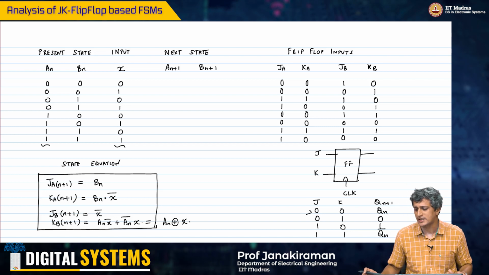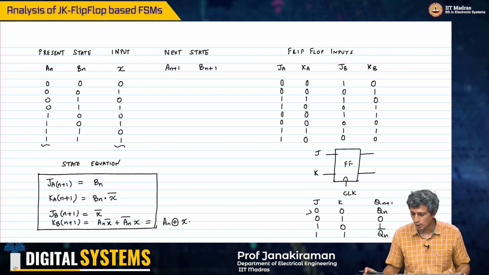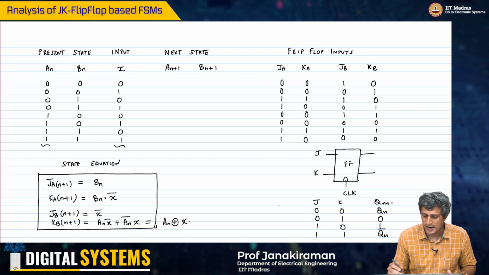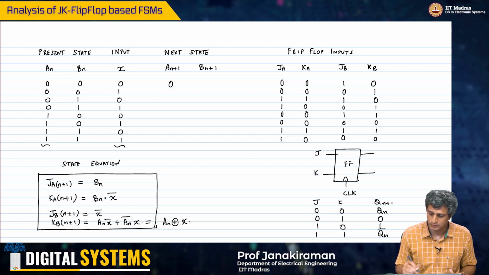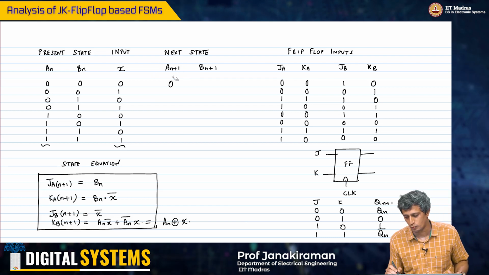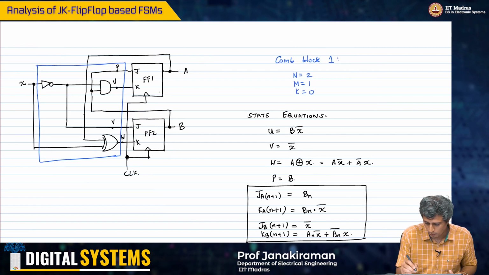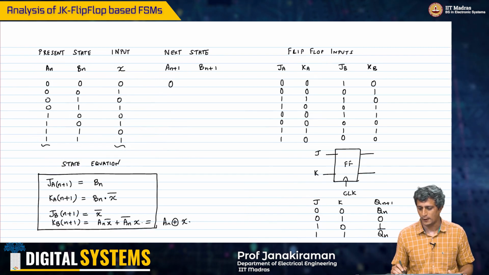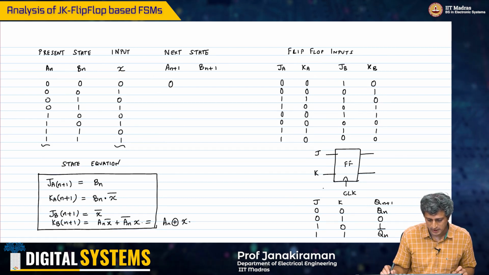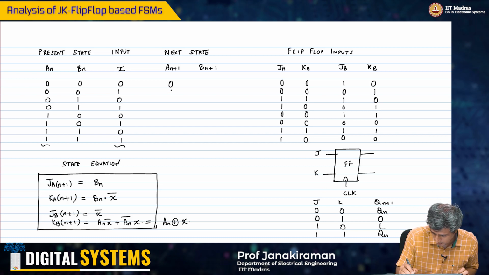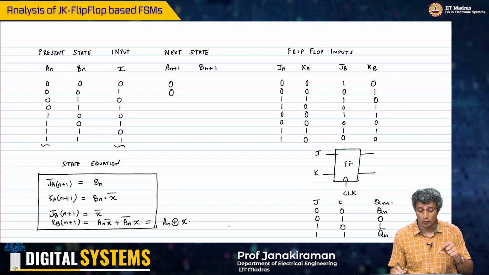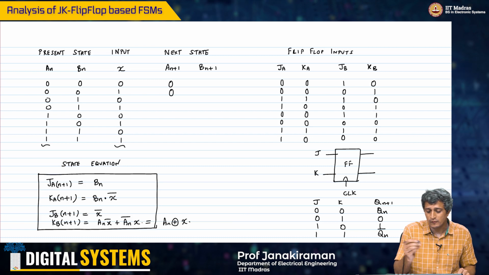So let's start with JA and KA. It is in 0 0, that means it will just hold the data, so An plus 1 will be An. I am going to only look at An plus 1 first, only at that flip-flop output, which is flip-flop 1. Now JA and KA again are 0 0, that means it will just hold that state, and An plus 1 will be 0.